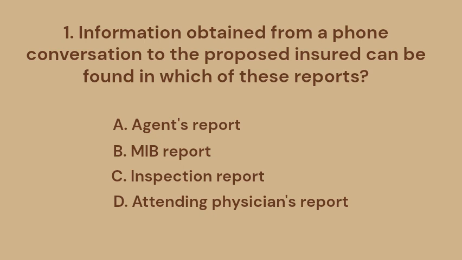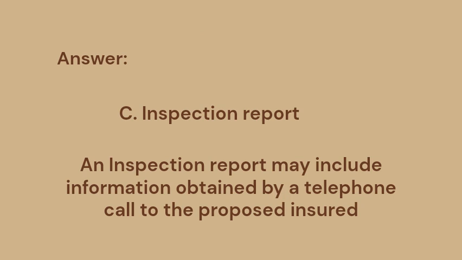1. Information obtained from a phone conversation to the proposed insured can be found in which of these reports? A. Agent's report. B. MIB report. C. Inspection report. D. Attending physician's report. Answer: C. Inspection report. An inspection report may include information obtained by a telephone call to the proposed insured.